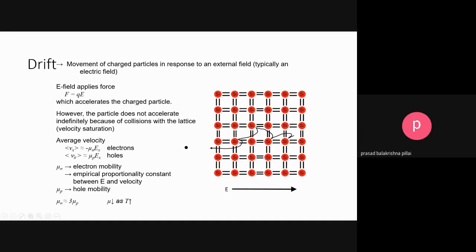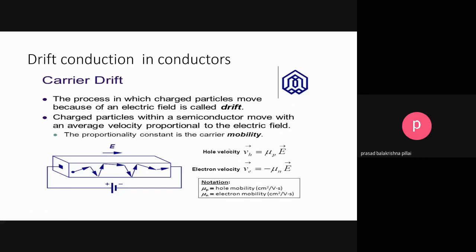The velocity of the carriers will be decided by a macroscopic parameter, the mobility, and mobility times electric field gives the velocity. If you increase the temperature, the mobility decreases. So the carrier motion is not essentially a straight line; there will be scattering and things like that. So this drift motion constitutes this kind of thing.